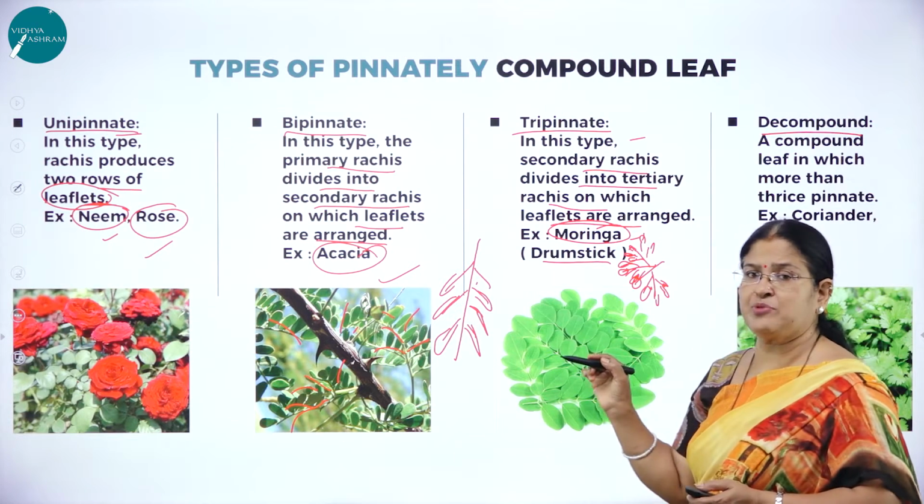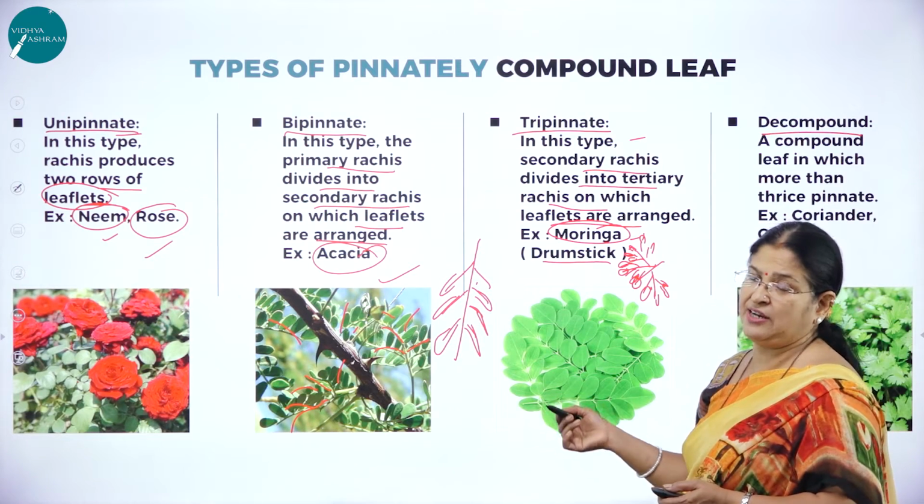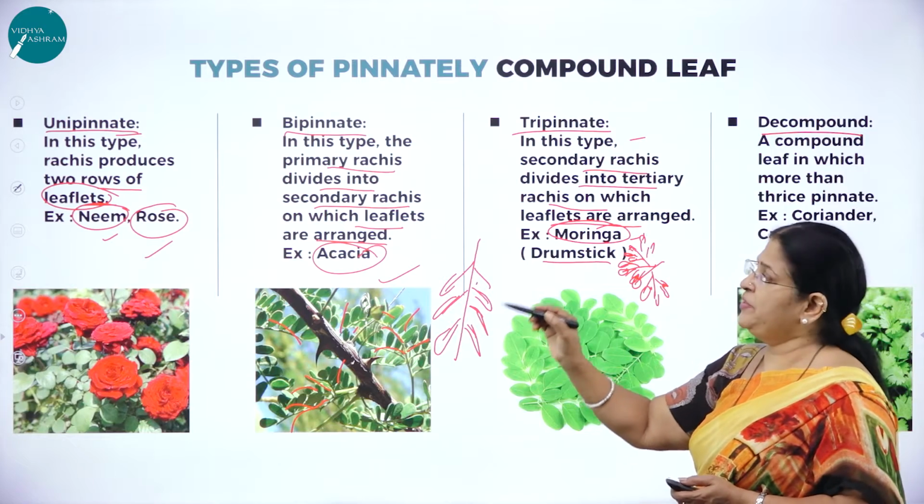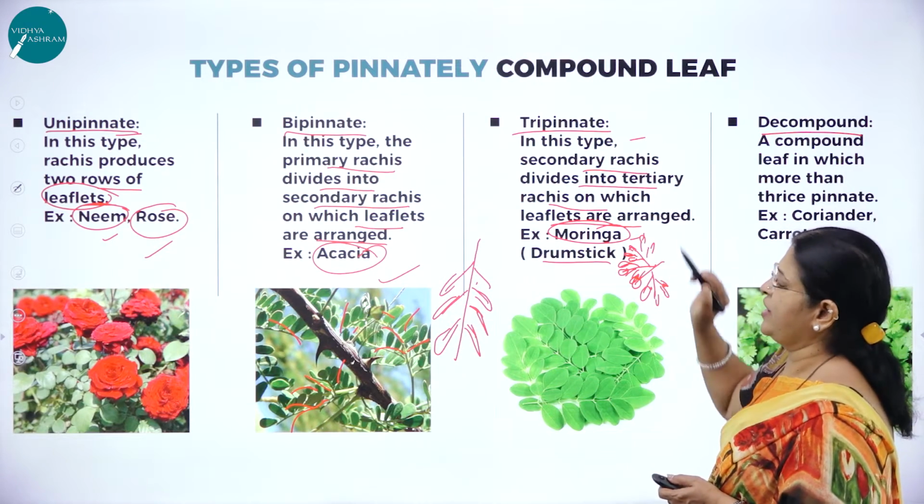If you carefully observe all these leaves, you will come across them in everyday life, right? So the types of pinnately compound leaf are unipinnate, bipinnate and tripinnate.